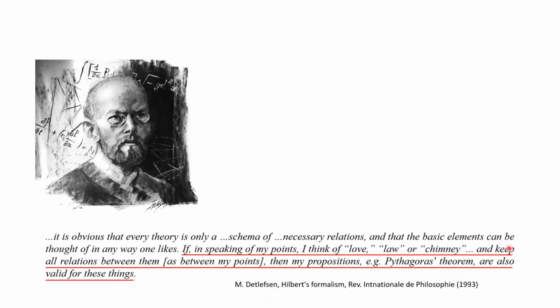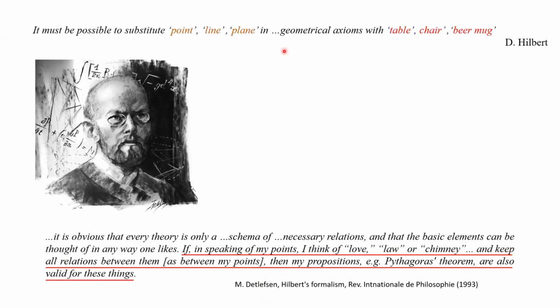So essentially, here's another quote, maybe even better known in this direction. He's saying that it must be possible to substitute point, line, and plane in geometrical axioms with table, chair, and beer mug. So what he's basically trying to say is that, according to Hilbert, geometry is fundamentally a relational concept. It's a relational framework. So relationships are primary, and the nature of the objects that they apply to are irrelevant. It's a kind of a big idea, I think.